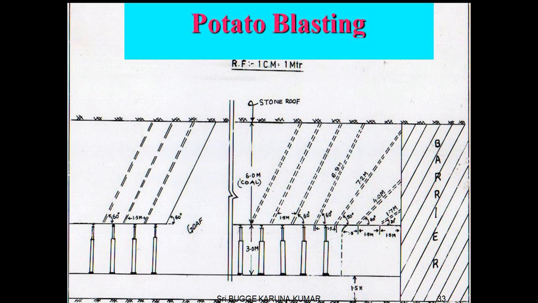So this is the fan blast pattern, this is the barrier. This angle is showing the inclination towards the goaf side at 60 degrees. Each fan cut spacing is 1.5 meters, with inclination towards the goaf. So this is the pattern, towards the inclination towards the goaf side. Similarly, this is the height of the gallery, 3 meters. So it is very near to the composition, 1.7 meters. This is the highest width.